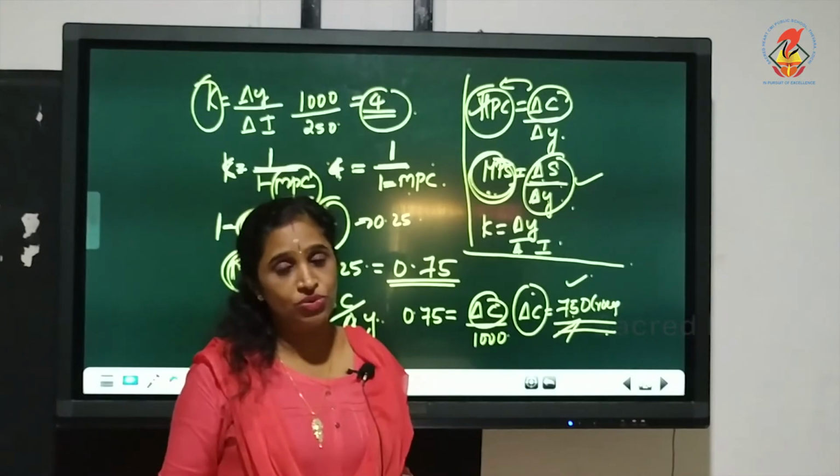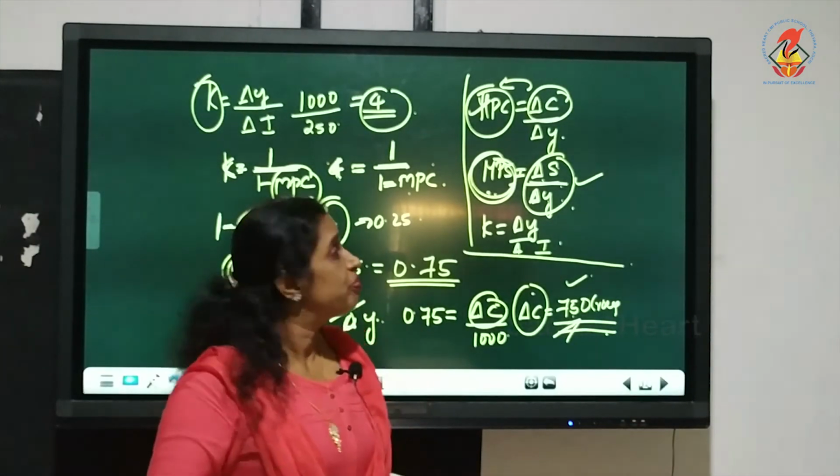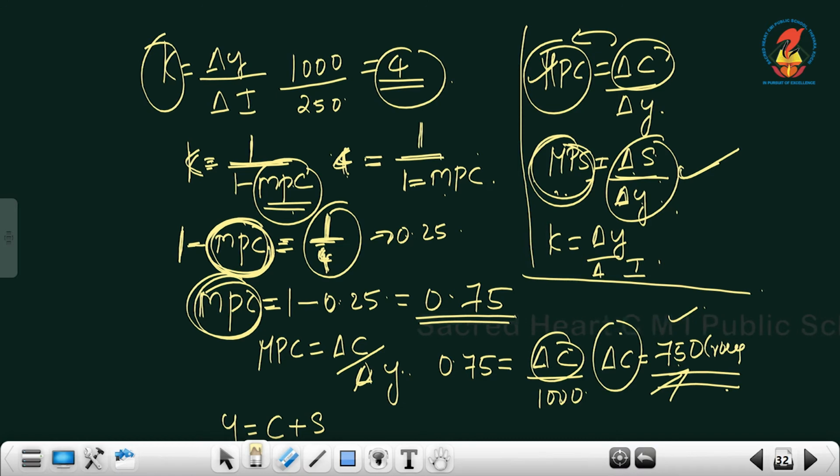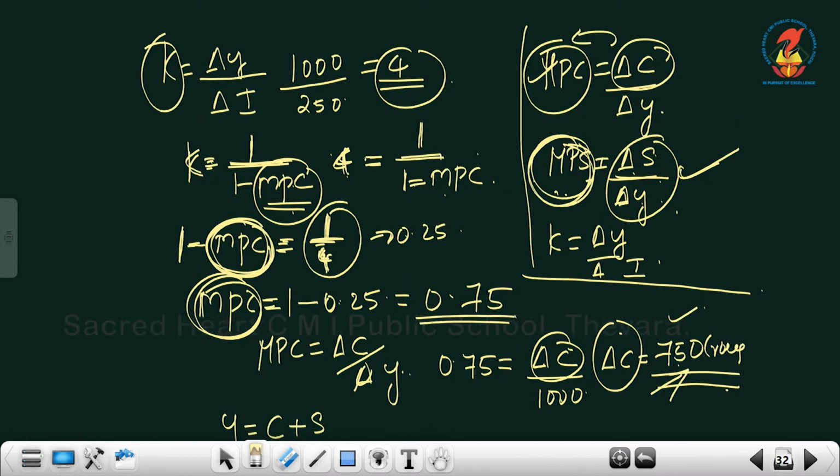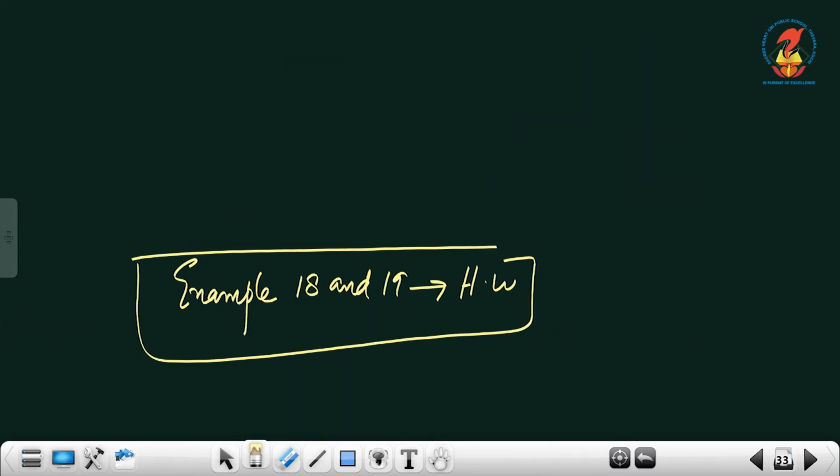Any way you can do. So try it out with this formula also. How will you use this formula? Find out MPS. Anyway you have the value of MPC, isn't it? You have found the value of MPC, 0.25. From that try to find out MPS. Then substitute the value of MPS, then find out the value of delta S by substituting the value of delta Y. Definitely you will get the same answer which you got here.